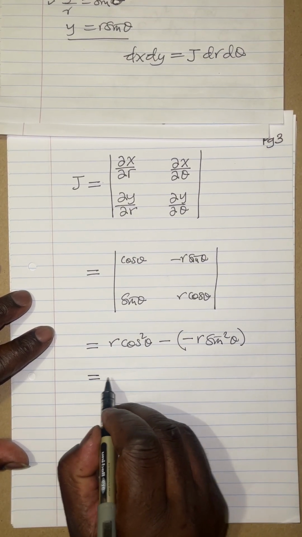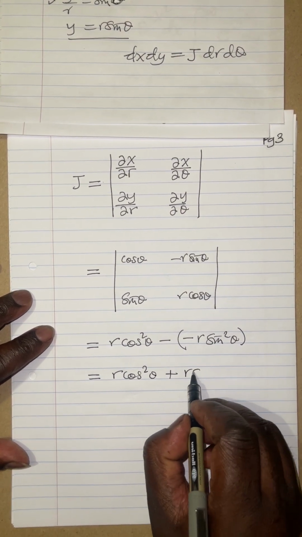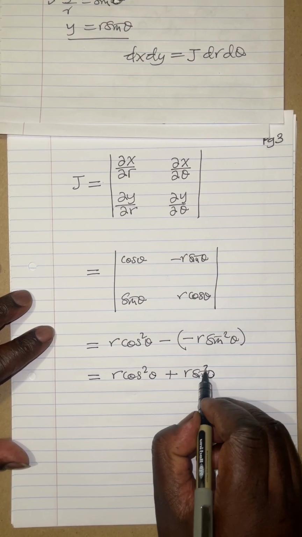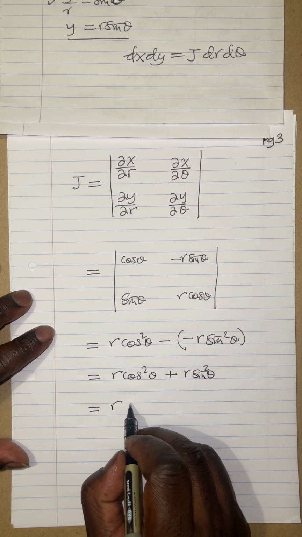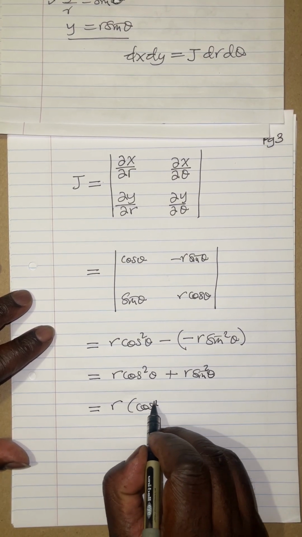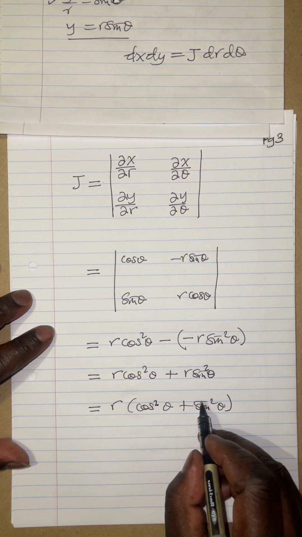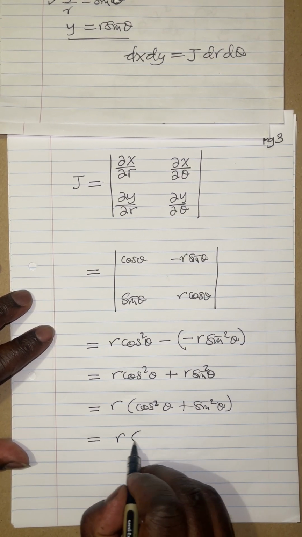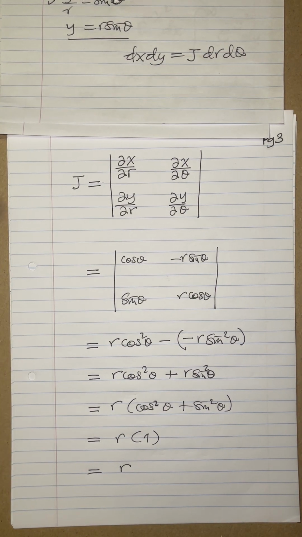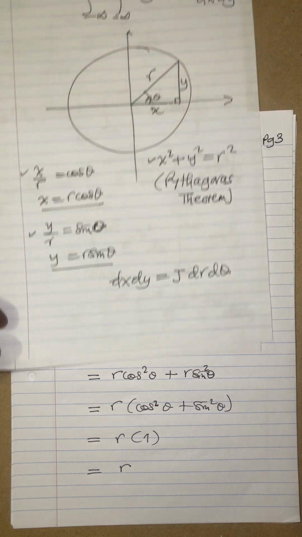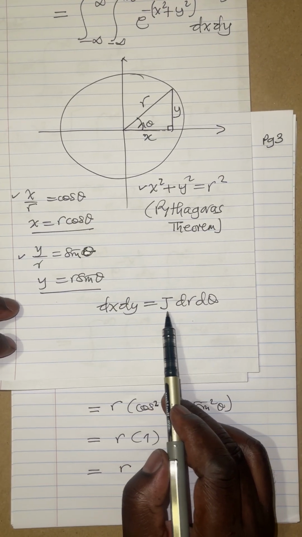Now simplifying this, it's going to be r cos squared theta plus r sine squared theta. Factorizing r, taking r out, you're going to get r times cos squared theta plus sine squared theta. And you remember that this is 1, so we're just going to have r times 1, and our answer is r. So that's the Jacobian. So it means that at least now we understand that dx dy must transition to r dr d theta.